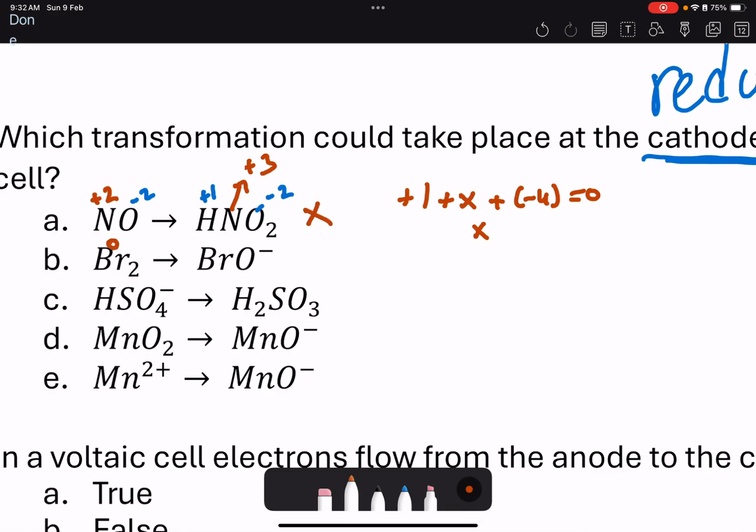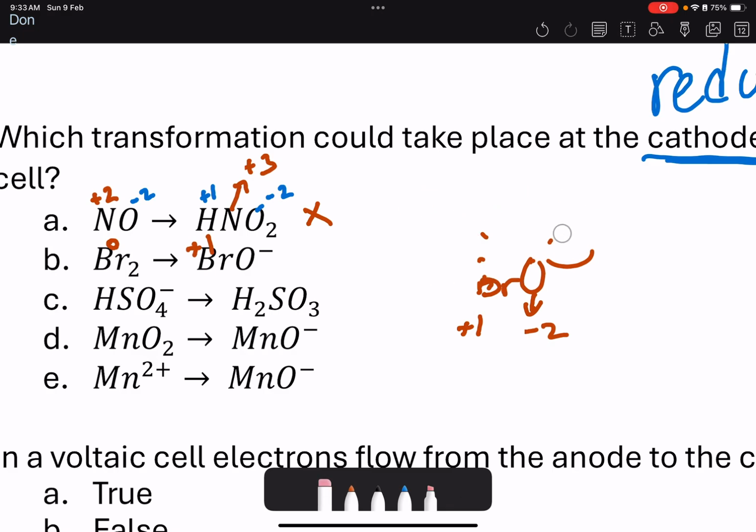Next, Br2 is 0, and BrO minus, we just did it a while ago. If O is minus 2, Br has to be plus 1 to maintain the final charge of this formula to be minus 1. So that is an oxidation. It's anode again. Now, let's do the third one.